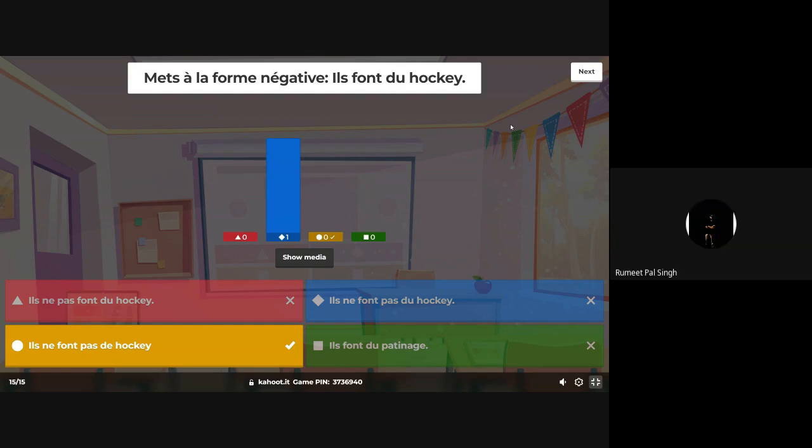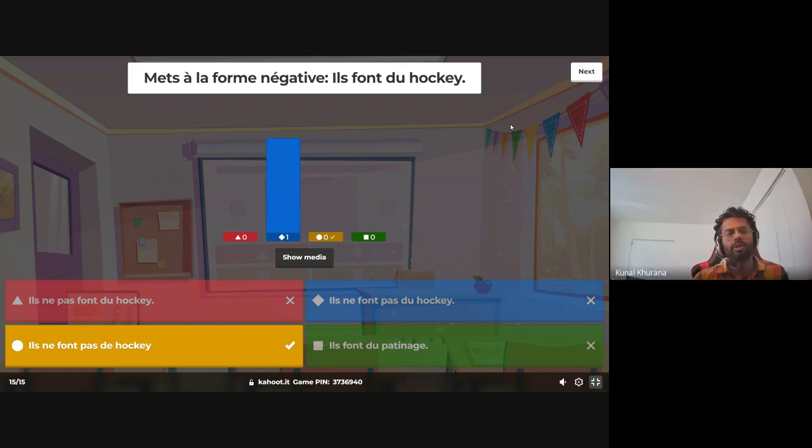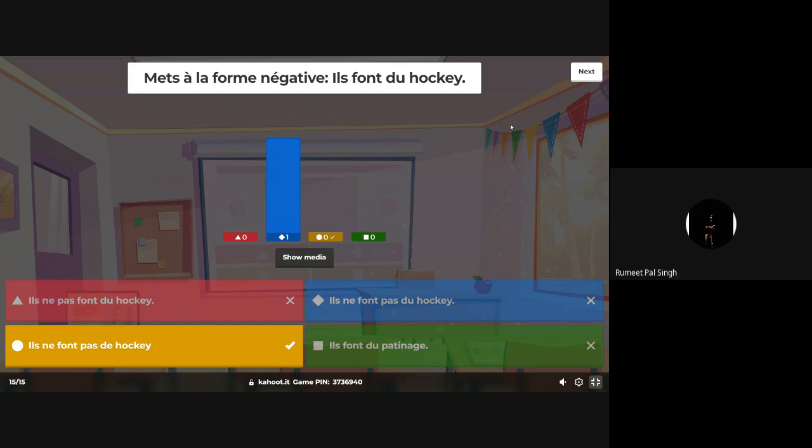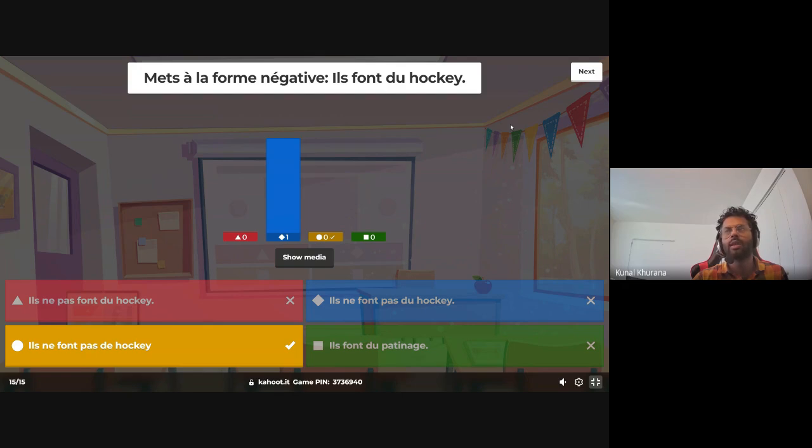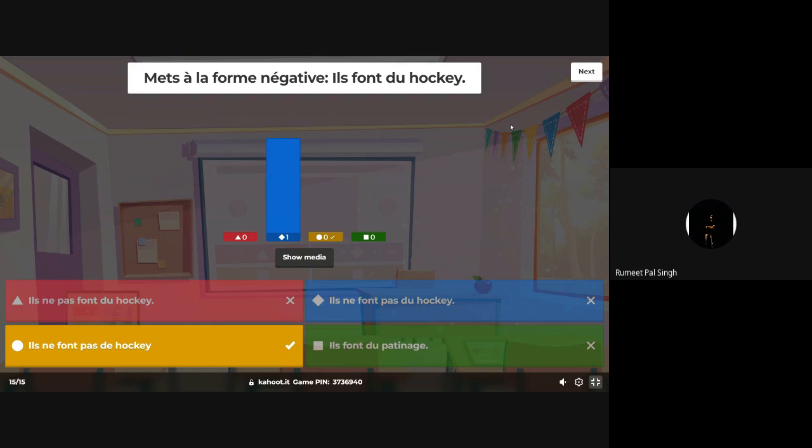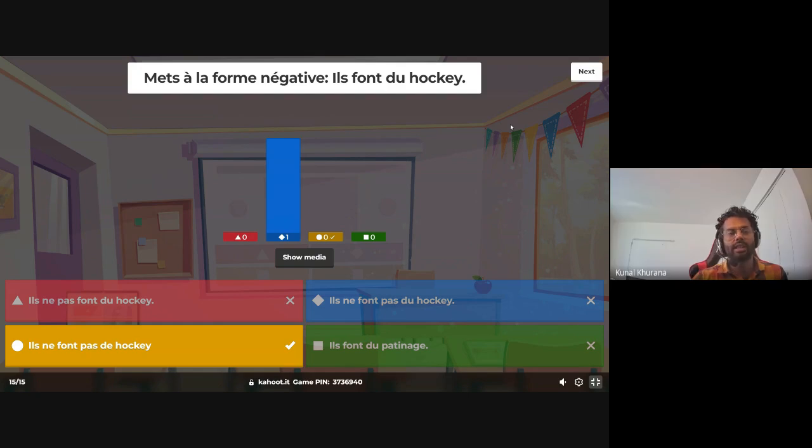Hockey is masculine, right? So it's ils font du hockey. Here it is "de le hockey", so it becomes du hockey because hockey is masculine. But now that negation has come, with negation there is no article, so the "de" remains alone. Il ne font pas de hockey.